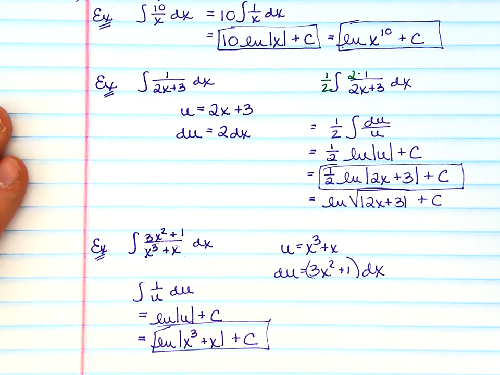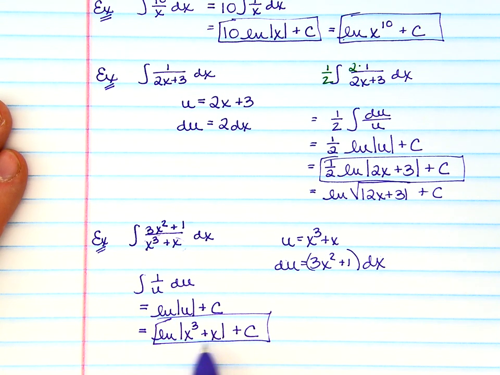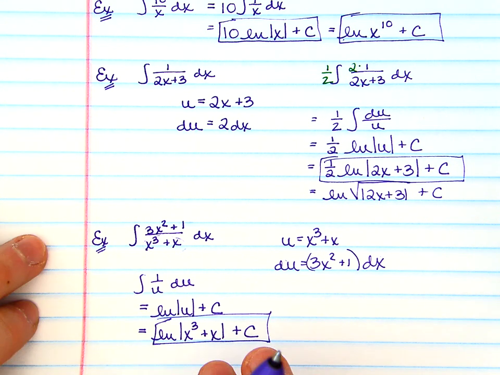Again, I do need to include the bars because this thing isn't always positive, so I need to make sure it is. Natural log of the absolute value of x cubed plus x plus a constant. Okay, 2 more and then we'll start getting into some variations.